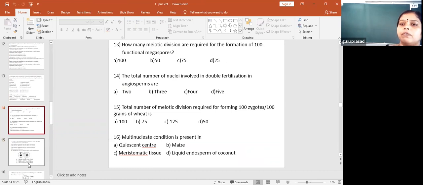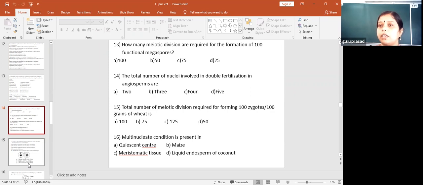How many meiotic divisions are required for the formation of 100 functional megaspores? Look, as opposed to microspores, the formation of megaspores from the megaspore mother cell inside the megasporangium, that is the ovule, through meiotic division is called what? Megasporogenesis. Right. The question is how many meiotic divisions are needed for the formation of 100 functional megaspores. As we know, after meiotic division, how many cells are forming here? 4, isn't it? If one meiotic division results in the formation of 4 megaspores, then for the formation of 100, how many meiotic divisions have to take place? So 25 into 4 is 100.